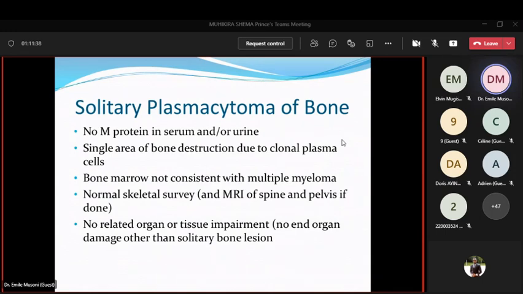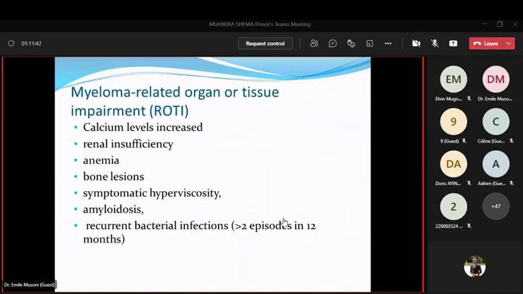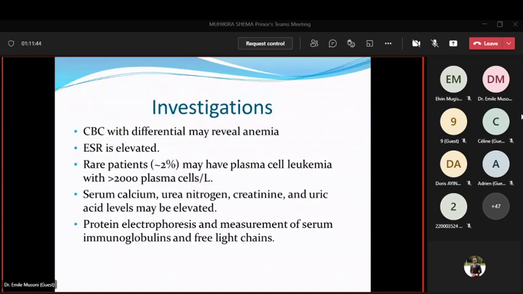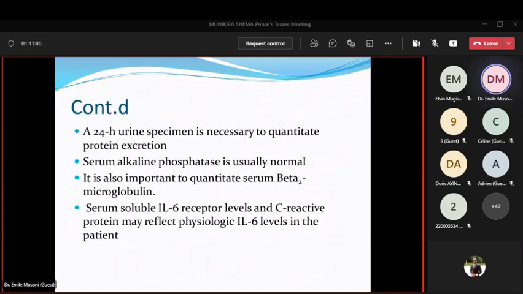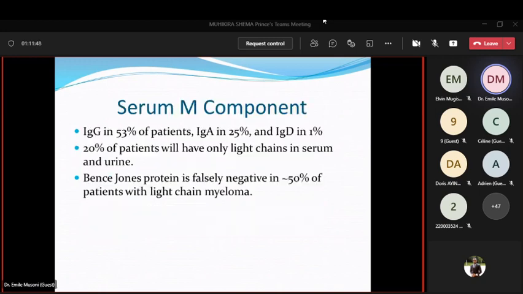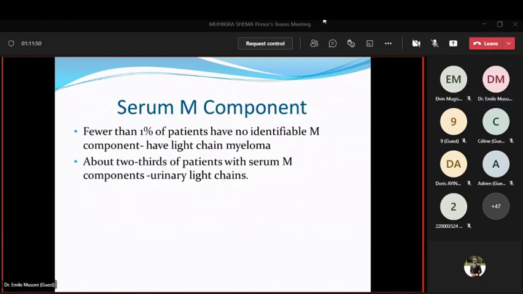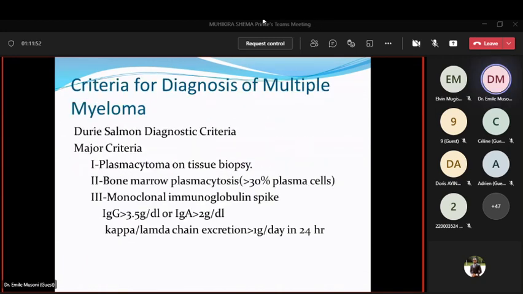You read it yourself when you have time. Other investigation: M protein. You must know the criteria for diagnosing multiple myeloma. First of all, plasmacytoma on tissue biopsy. Tissue biopsy is most important, on the bone. Bone marrow is also necessary. Monoclonal gammopathy, monoclonal immunoglobulin.